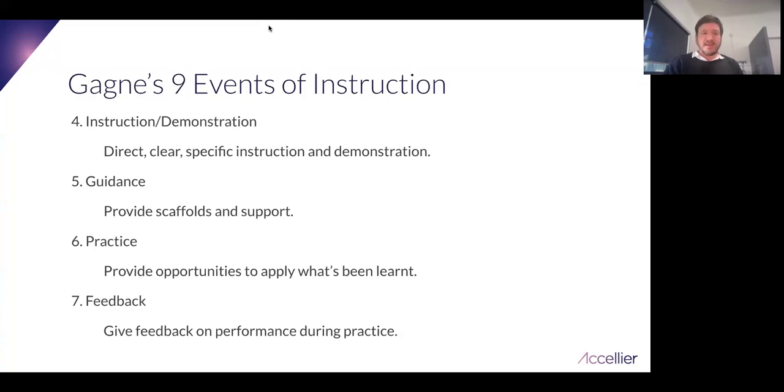Then we have event number 6, which is practice. That's giving people opportunities to apply what's been learned. And if that practice opportunity doesn't happen, as we saw in the previous slides, it's going to drop off, and we're not going to have that encoding into long-term memory. And then event number 7 is feedback. So giving feedback on performance during practice.